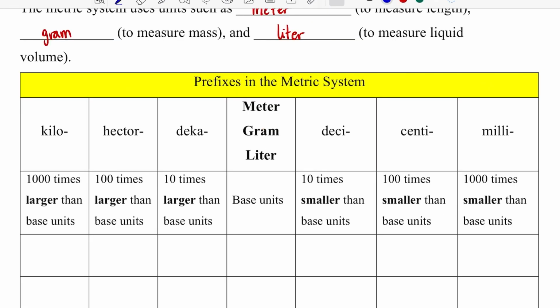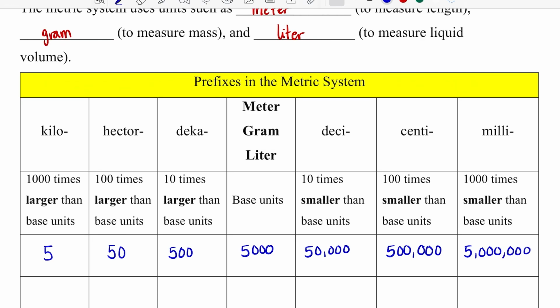For example, if I have 5 kilometers, that is equivalent to 50 hectometers, equivalent to 500 decameters, equivalent to 5,000 meters, equivalent to 50,000 decimeters, equivalent to 500,000 centimeters, and equivalent to 5 million millimeters.